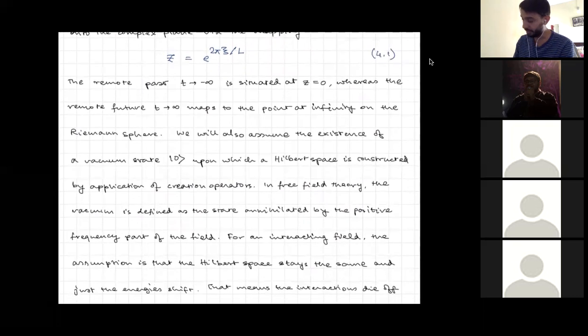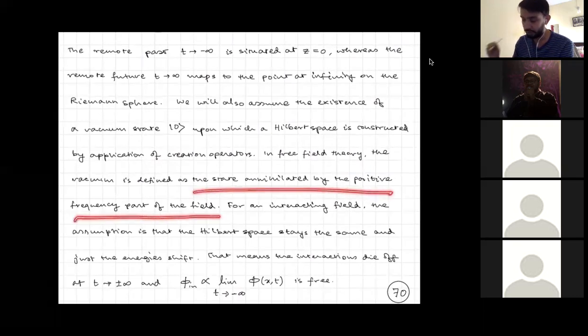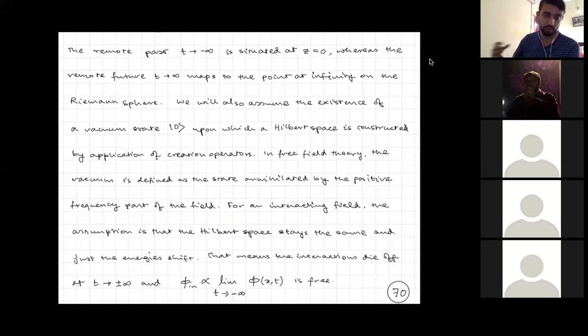For an interacting field, the assumption would be... so for a free field theory, the vacuum is going to be defined as a state which is annihilated by the positive frequency part of the field. So you expand the field in its usual creation and annihilation operators, and act on this state. In that case, the vacuum is defined by the positive frequency parts acting on that field equal to 0.